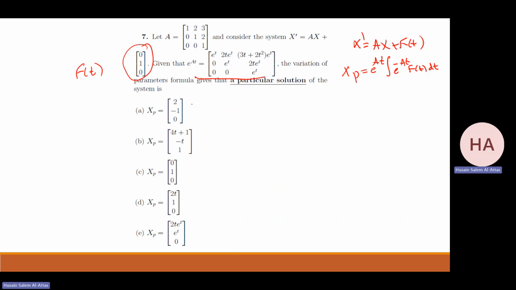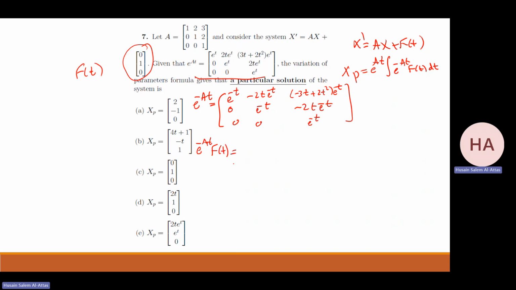Okay, so let me find e^(-At), where I change each t to minus t. This is minus 2t, e^(-t). This is minus 3t plus 2t squared, e^(-t). This is 0, e^(-t). This is minus 2t, e^(-t). 0, 0, e^(-t). Now I need to find this. I'm doing it in steps to be sure. So I have what? e^(-t).